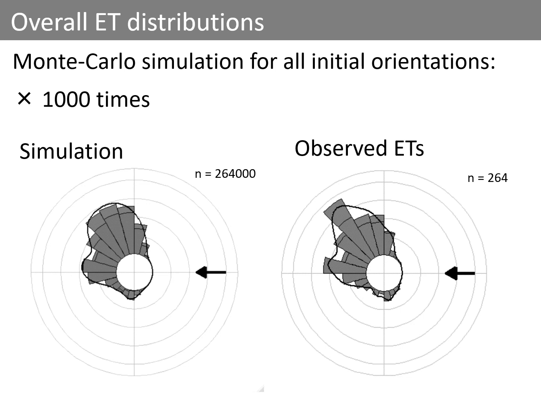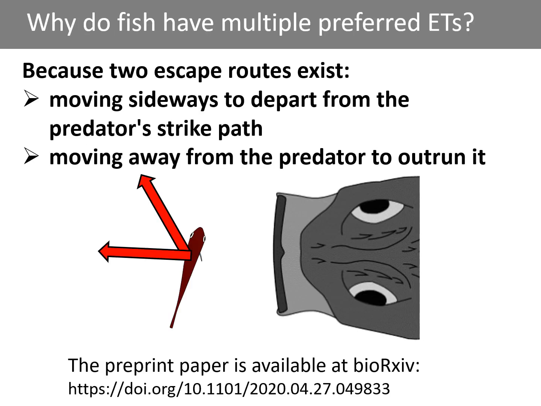Finally, we compared the overall ET distributions between the model and the empirical data using Monte Carlo simulation. As you can see from the figure, the simulation shows a similar multimodal pattern to that of the observed ETs. So why do fish have multiple preferred ETs? We can conclude that it is because two escape routes exist: either moving sideways to depart from the predator's strike path, or moving away from the predator to outrun it. For further information, please read the preprint paper posted on bioRxiv.